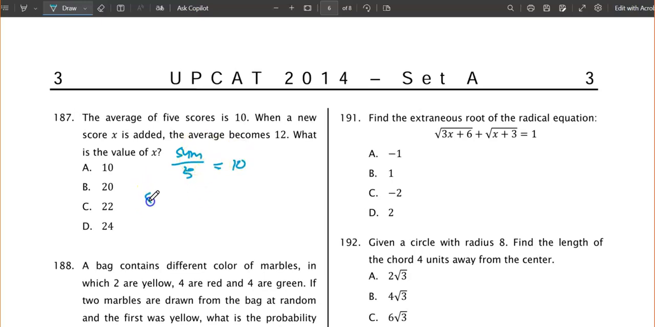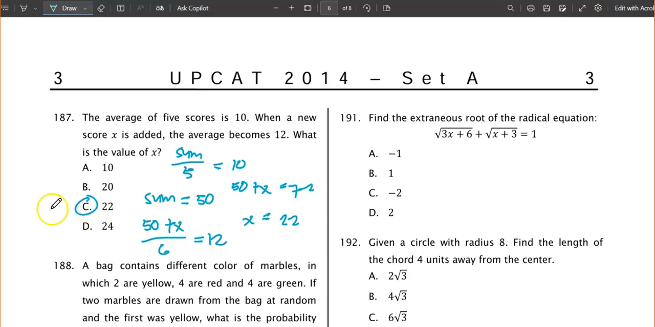So from this, we will know that the sum of the 5 numbers is actually 50. And then we add another number, x. So you have 50 plus x over 6 now equals 12. So to solve for x, we're gonna cross multiply. We will get 50 plus x equals 72. And then x is actually 22, letter C in our choices.